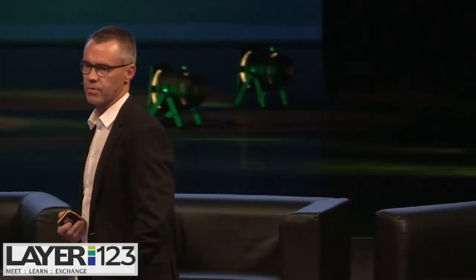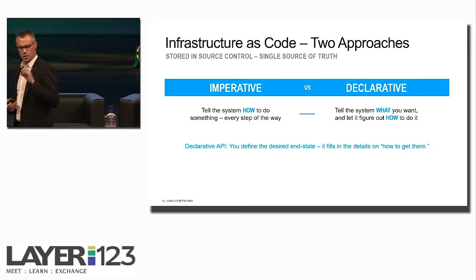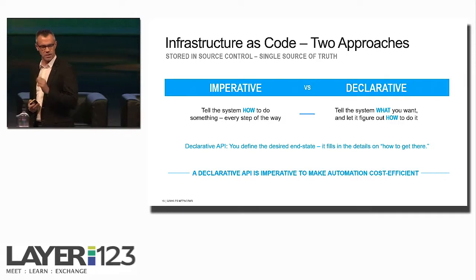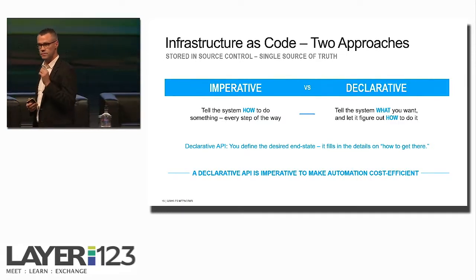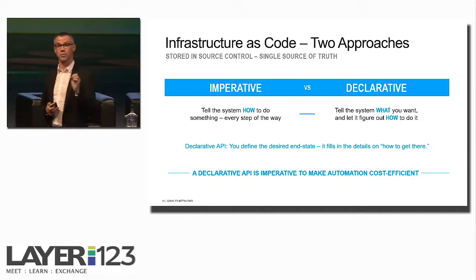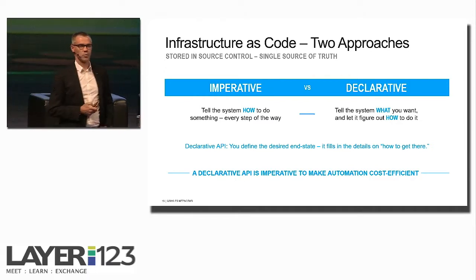This means that you don't need any intelligence at all in your automation systems. That intelligence stays within the systems that you're configuring, and that is really critical to bring the cost down of automation, because automation always looks very nice on paper and you can do wonderful things with it, but it's a very costly process with imperative APIs. So you define the desired end state, and it is really declarative, that's a bit funny word here, to make automation cost efficient.